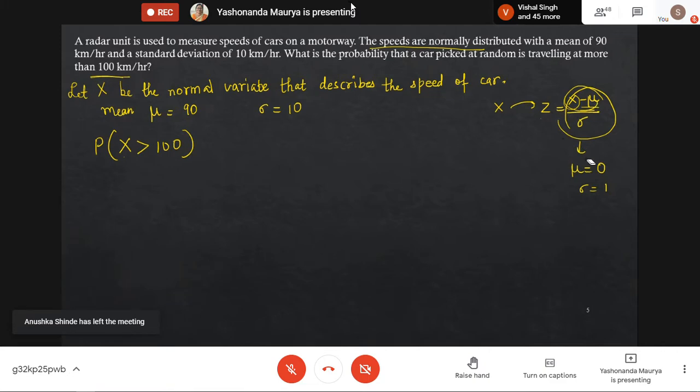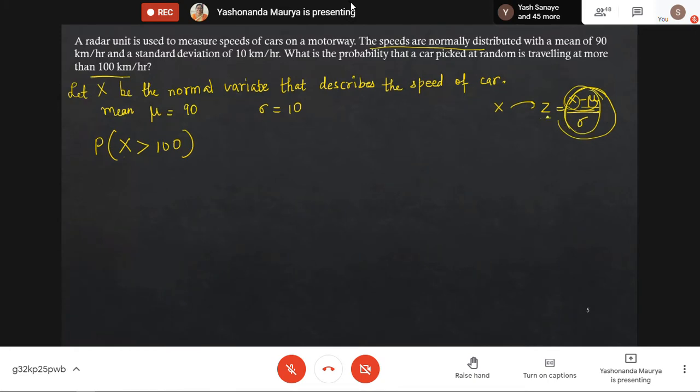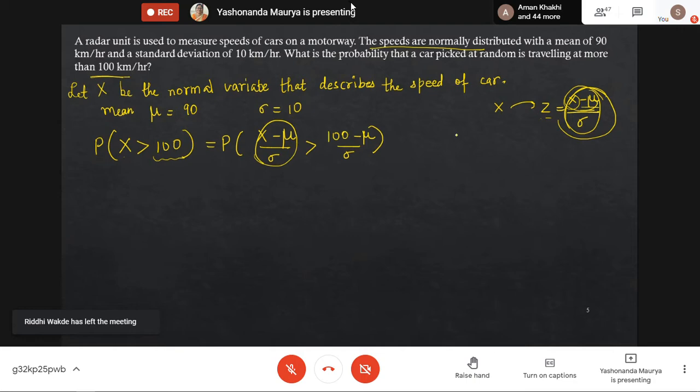Okay, so this is what it is. To convert it, we need to bring the expression into the picture, because this is nothing but z. From this x, I want to subtract mu and divide by sigma. The same thing should be done on this side also. It will be 100 minus mu divided by sigma. This term is nothing but z.